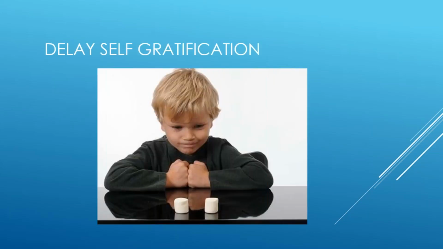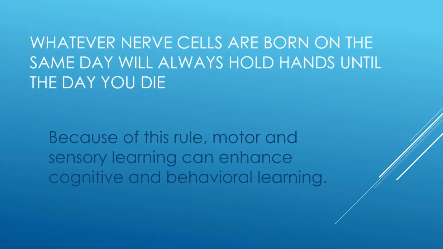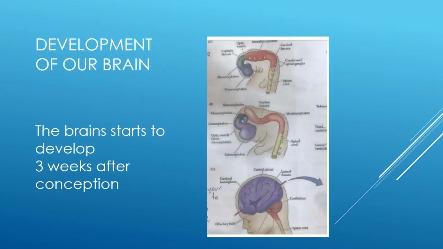And then the last one, of course, is delaying self-gratification. That means eating your peas and carrots before the chocolate cake comes out. That is a very new thing to our brain. So for that purple part of the brain, let's go back for a few seconds.